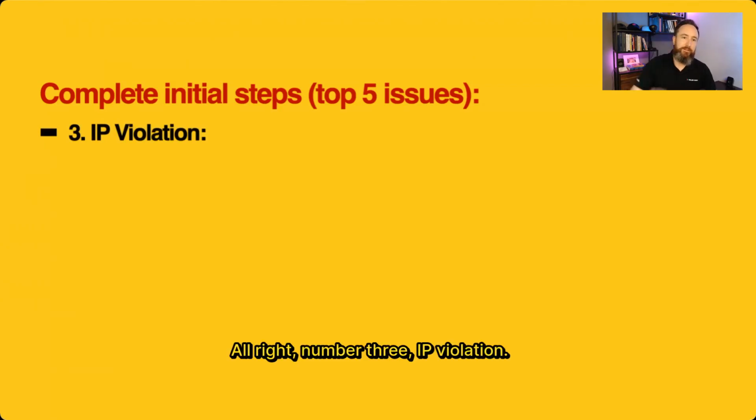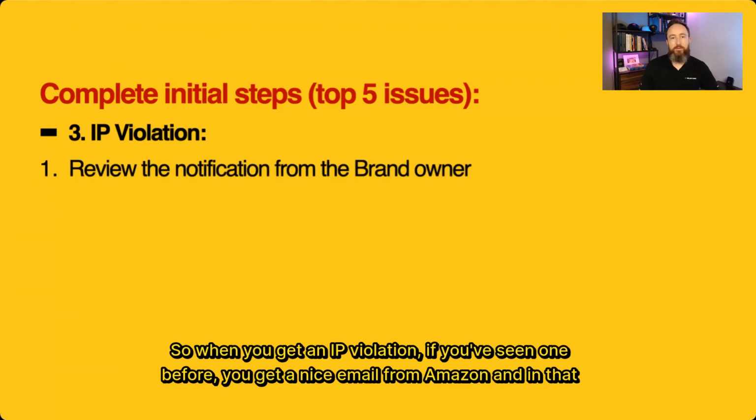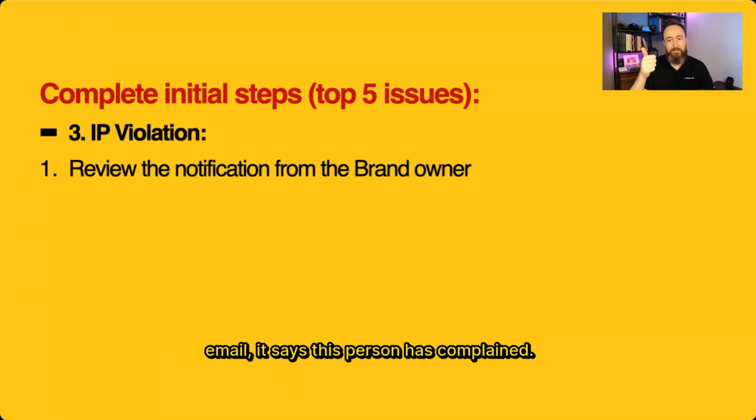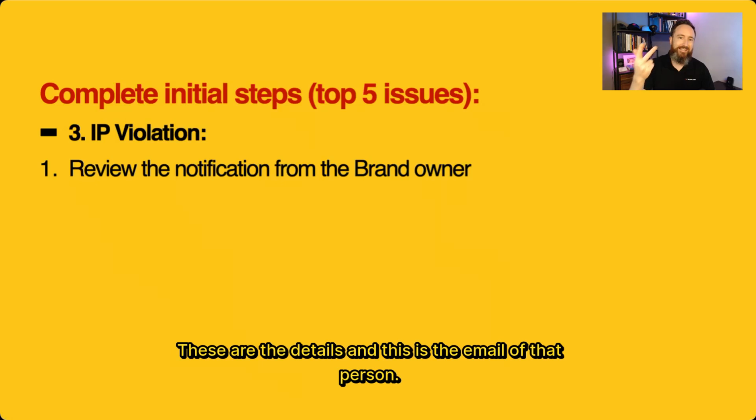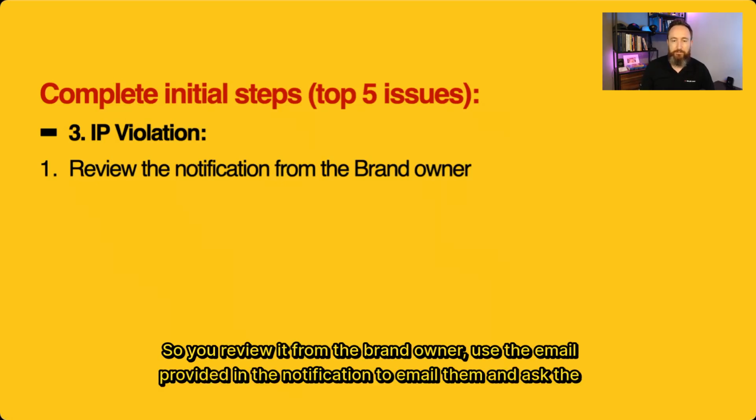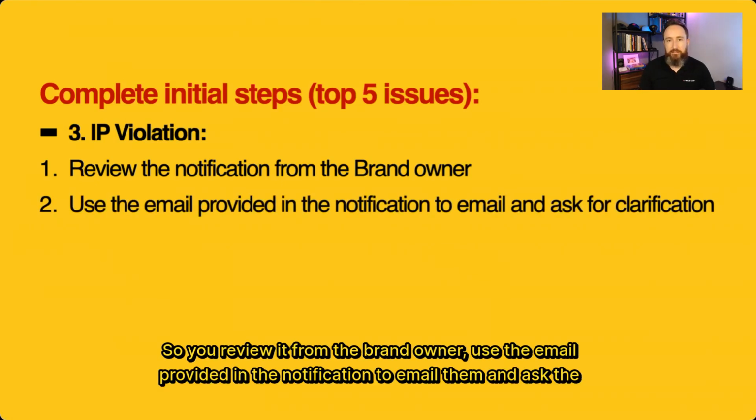All right, number 3, IP violation. When you get an IP violation, if you've seen one before, you get a nice email from Amazon. In that email, it says this person has complained, these are the details, and this is the email of that person. So you review it from the brand owner. Use the email provided in the notification to email them and ask for clarification.